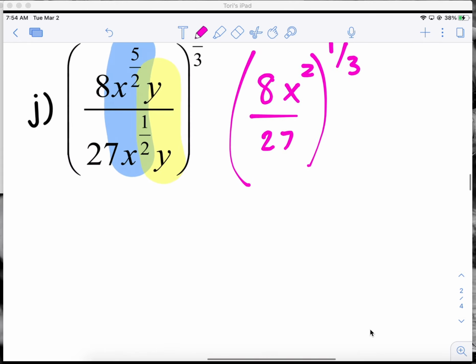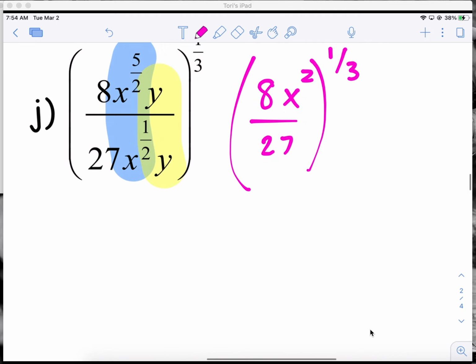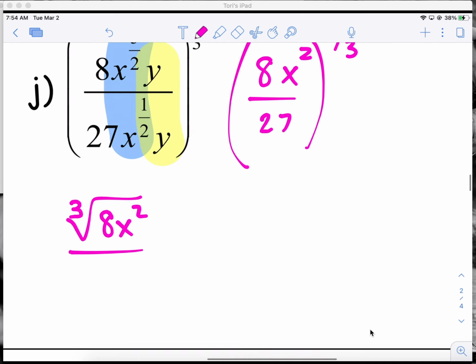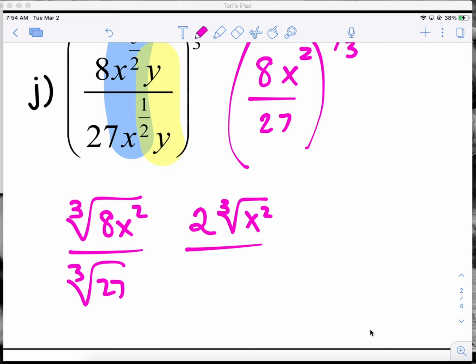If I move down, I'm going to use radicals. Again, makes my life a little easier. I'm going to do cube root of 8x squared. Notice that I put the 8x squared all together. Same thing on the bottom. I'm going to do the cube root of 27. I'm doing that because 8 and 27 are both perfect cubes. So if I pull an 8 out, that gives me 2 whole. Keeping it cube root of x squared, and cube root of 27 is 3.